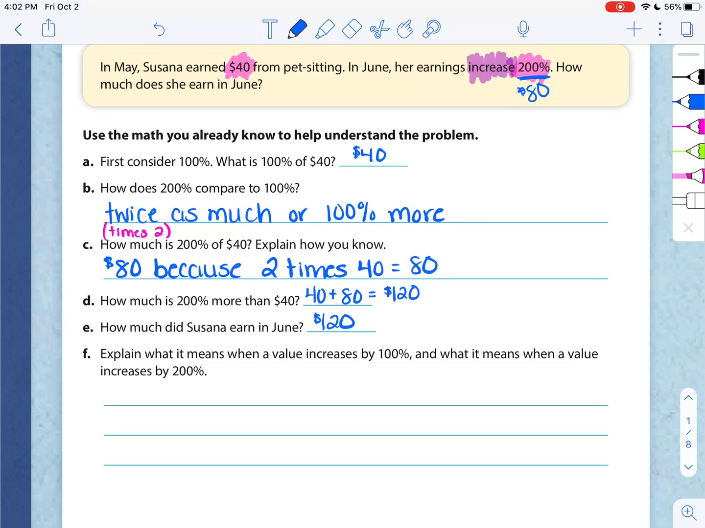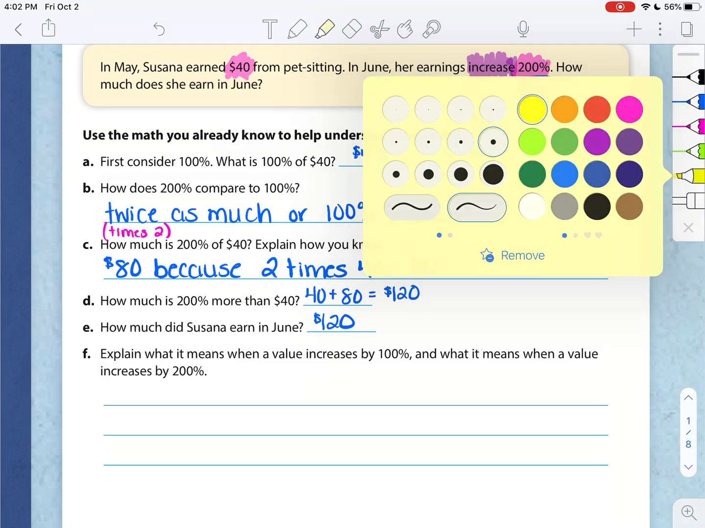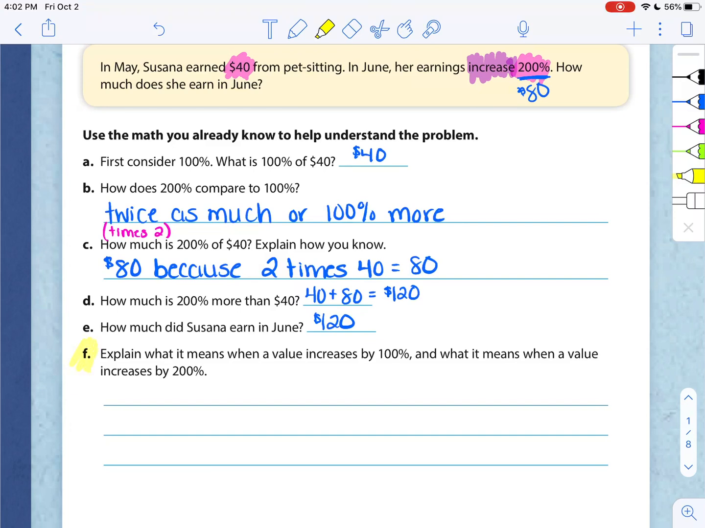The next question wants you to explain what it means when a value increases by 100%, and what it means when a value increases by 200%. Go ahead and highlight that problem. And if you'd like to, you can go ahead and pause the video and answer it now, or come back to it in just a minute.